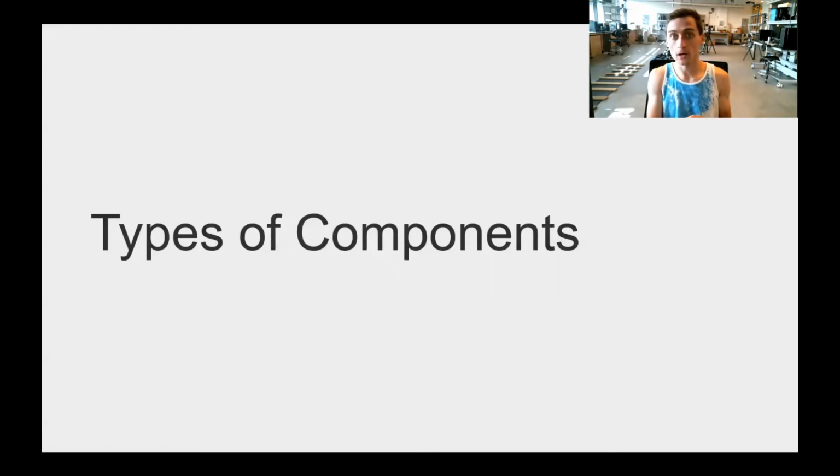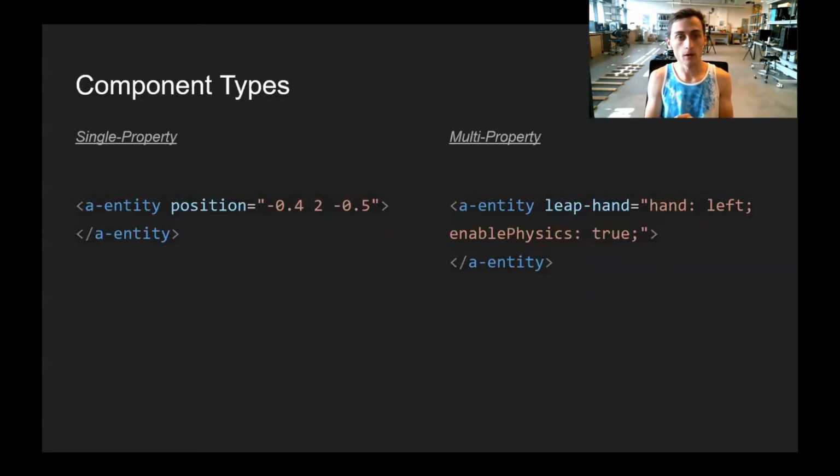All right, there are two types of components. There are single property and multi-property components. And in these examples, we have a single property component called position, which you're probably very familiar with by now. And then you have a multi-property component called leap hand. And this might be familiar if you looked through the Leap Motion controller tutorial, but there were software developers who created a GitHub repository that gives us JavaScript code, or a component called leap hand, that allows us to use the Leap Motion controller with A-frame, and we can see our hands and interact with the environment.